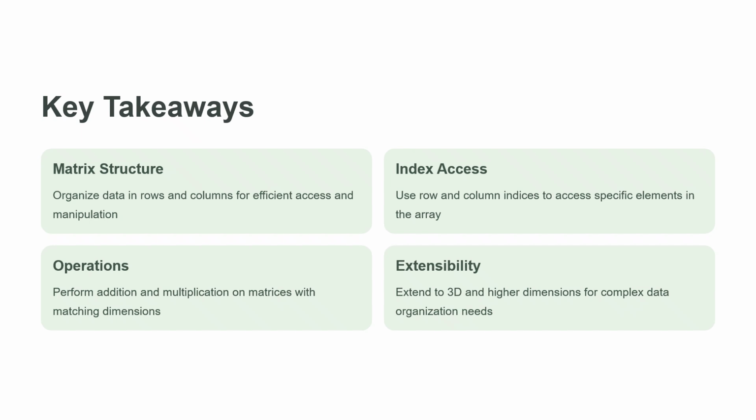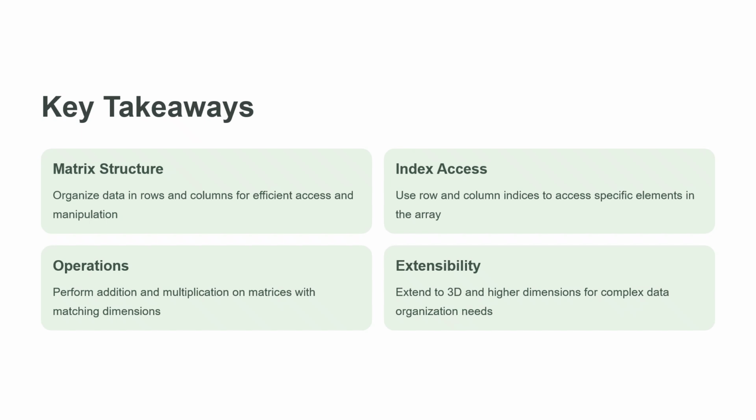In a matrix structure, you organize data in rows and columns for efficient access and manipulation. For index access, you use row and column indices to access specific elements in the array. When operations are performed in two dimensions, we get addition and multiplication on matrices with matching dimensions. As we already spoke, the columns of the first matrix should match the rows of the second matrix.